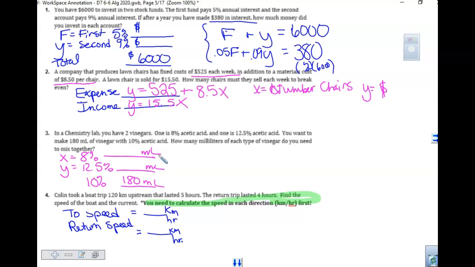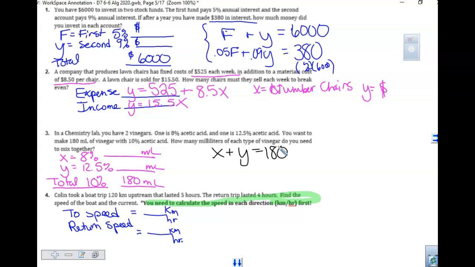So I set the problem up by writing my variables. I put the percents behind. This is what my total is going to be, my answer, 10% and 180. From that, so you ready to give me the first equation for how many milliliters? X plus Y equals how many milliliters? You got it. X plus Y equals 180.